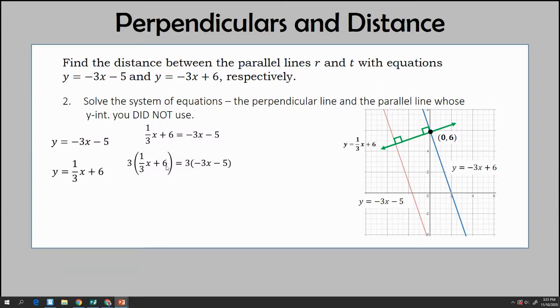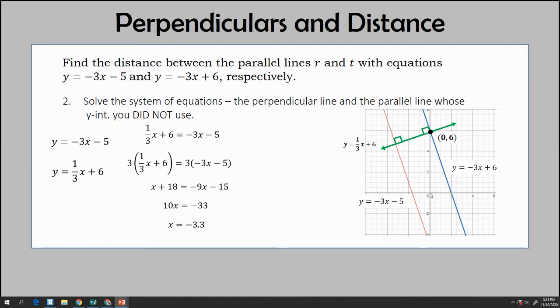So distribute the 3 through the first parenthesis. We'll get x plus 18. Distribute the 3 here. We get negative 9x minus 15. Now I have a simple equation to solve that has no fractions in it. So I'll add 9x, subtract the 18. I'll get 10x equals negative 33. Divide each side by 10, and x equals negative 3.3.